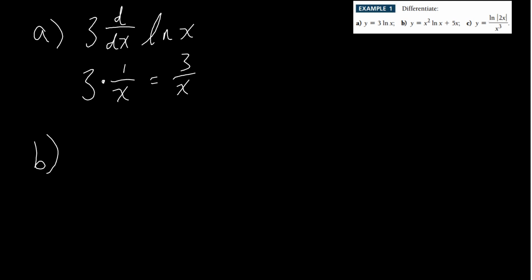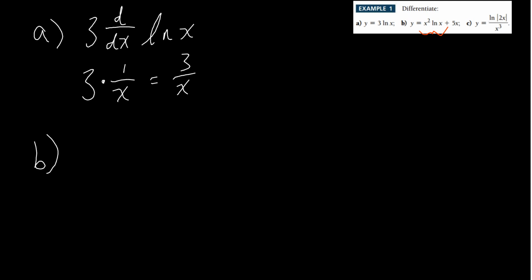So we have y is equal to x squared times the natural log of x plus 5x. So we're going to have to do first times the derivative of the second plus the second times the derivative of the first for just this first term here. Okay, so let's go ahead and do that.